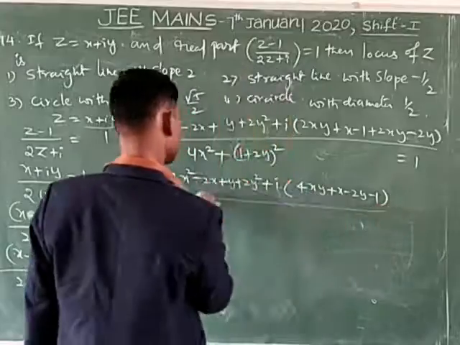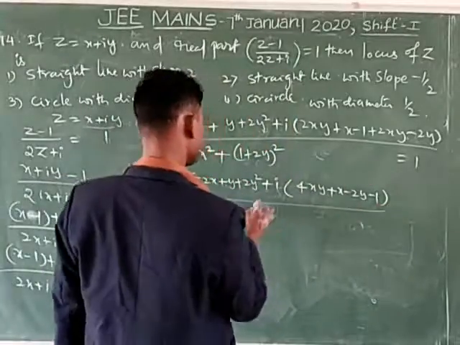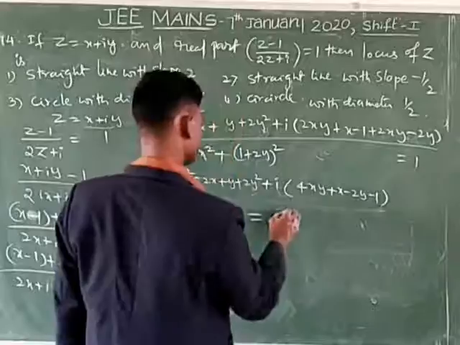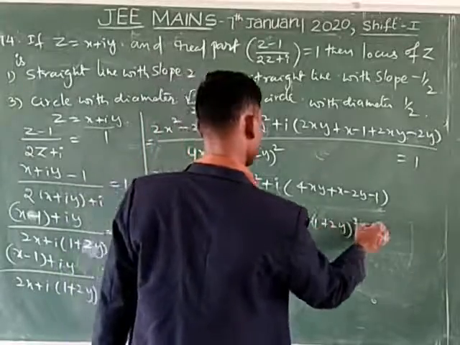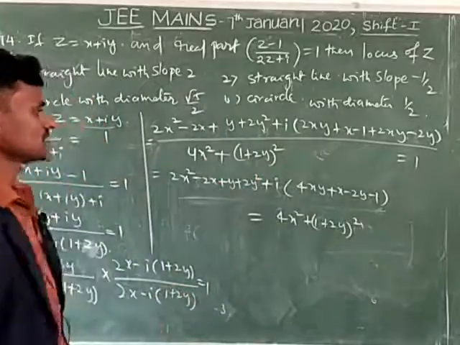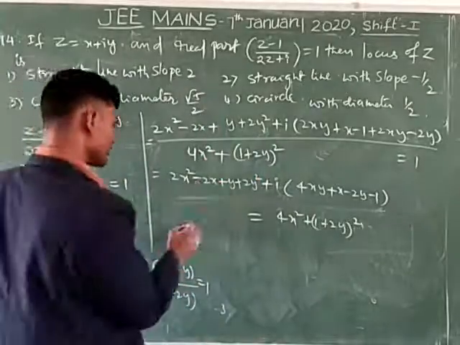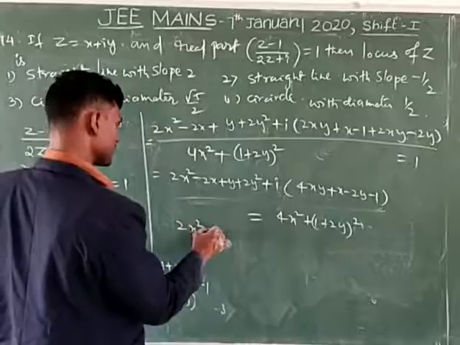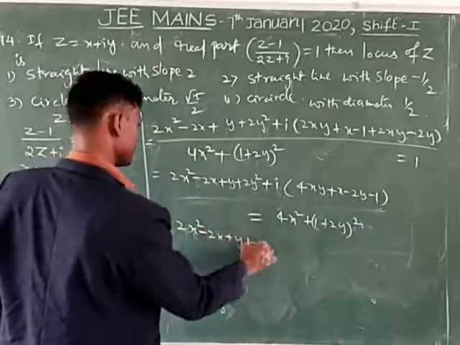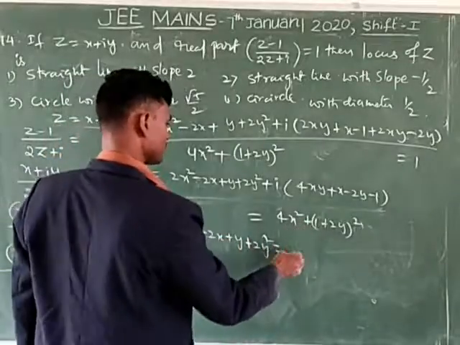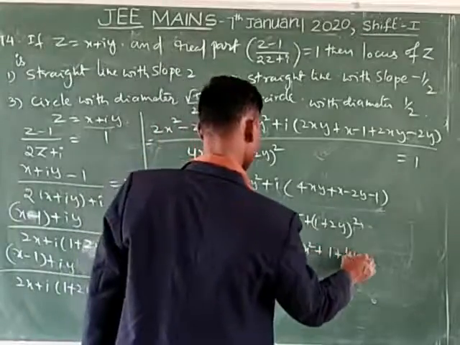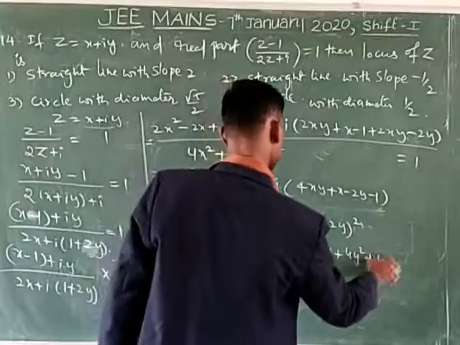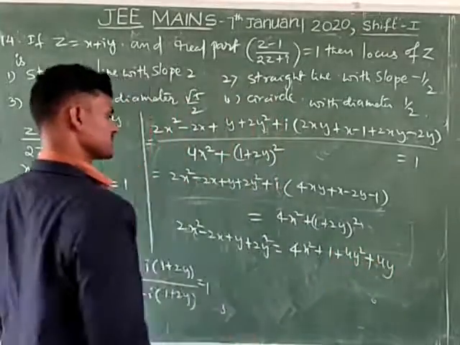The imaginary part we can leave, and cross multiply. It is equal to 4x square plus (1 plus 2y) whole square. Now compare the real part. The real part means 2x square minus 2x plus y plus 2y square is equal to 4x square plus 1 plus 4y square plus 4y. This is expanded using the (a plus b) whole square formula.